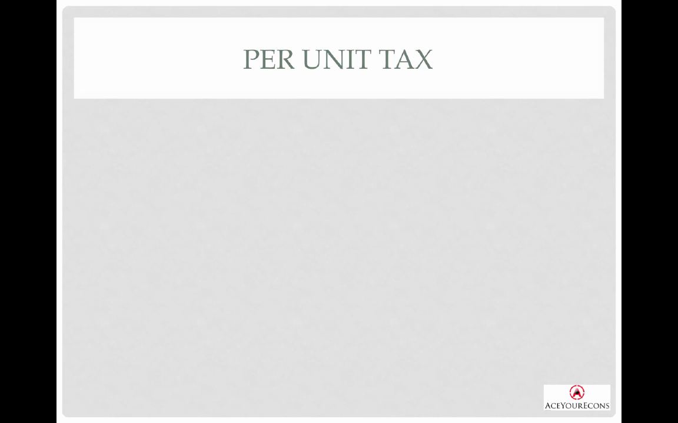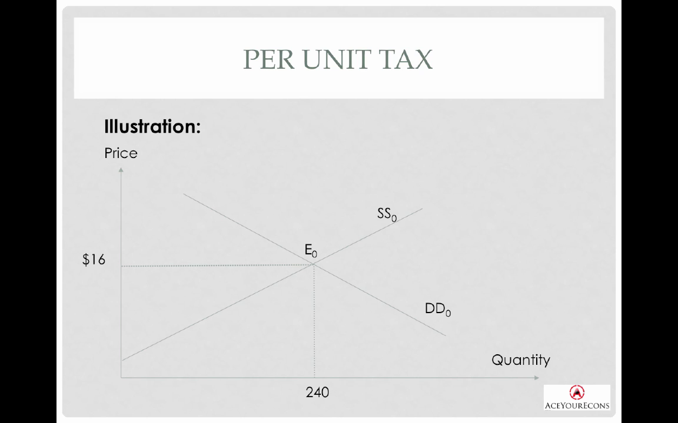So now let's quickly use a numerical example to illustrate the usage of tax and how it affects your supply curve. First of all, we have the intersection of your demand and supply curve. Do note that all these are hypothetical numbers, just for illustration. Let's consider this example, let's say beer. The market price for a liter of beer is $16, and the quantity transacted is 240 liters, for example.